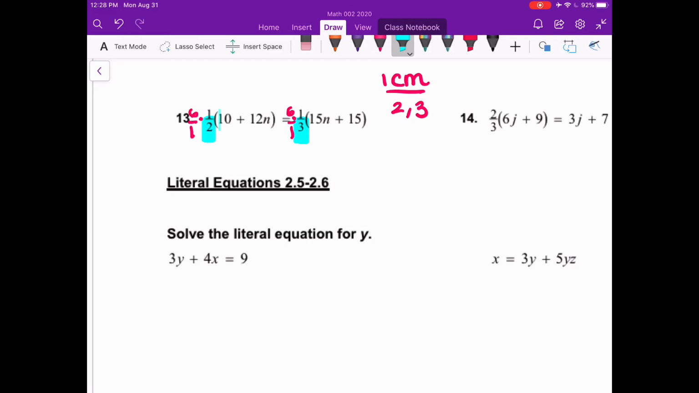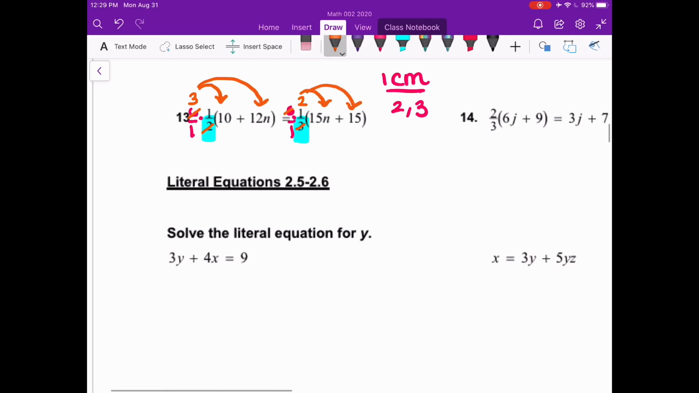Notice the terms next to it. I will not multiply these by 6, nor will I multiply these by 6, because they're connected through multiplication of the parentheses. If they were separated, then yes, I would multiply every single term by 6. So here, cross cancel. 6 divided by 2 ends up being 3. 6 divided by 3 ends up being 2. And now I have a whole number to distribute on both sides. I'm left with 30 plus 36n is equal to 30n plus 30.